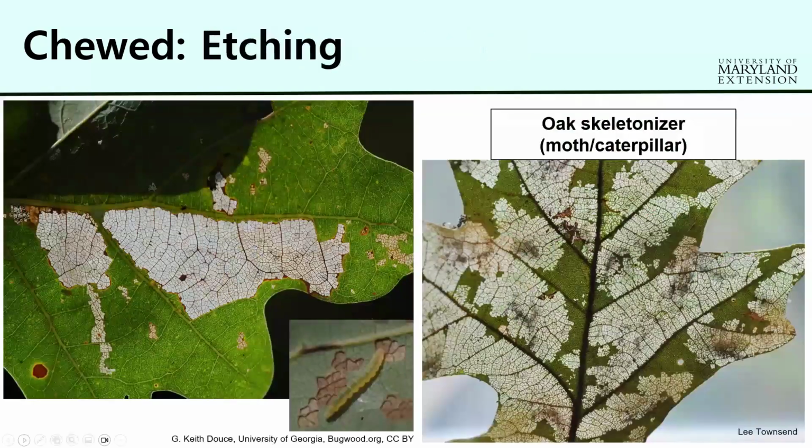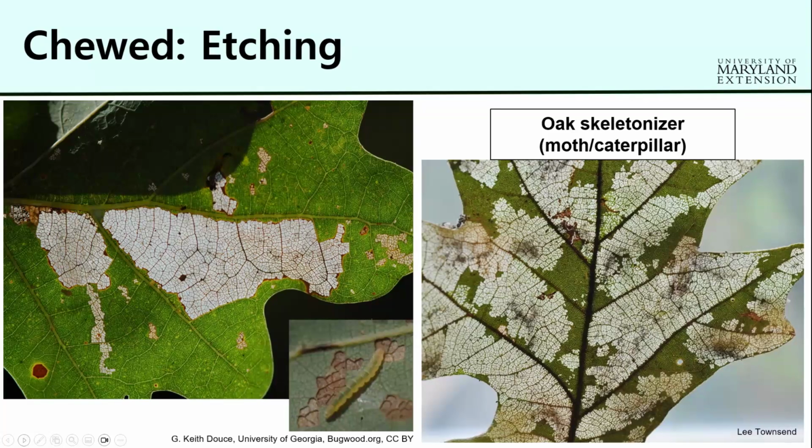Etching. Etching is where the insect itself is chewing one layer of our leaf. We can confirm this if we hold the damaged leaf up to a light, such as the sun. We can see through it. So we can see it's almost like stained glass. They're just removing one layer of the leaf.